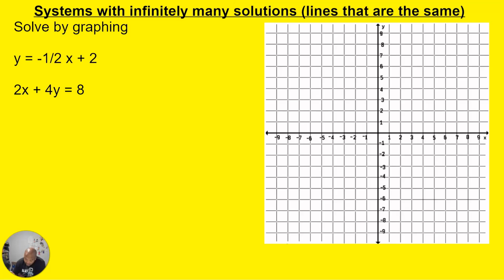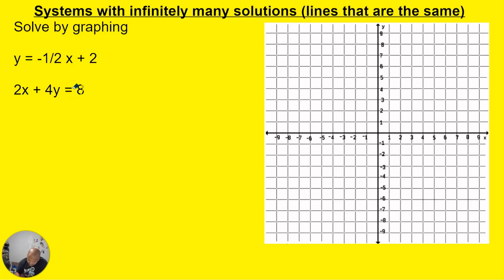Now the other instance you might see is something that we call infinitely many solutions. And this is basically lines that are exactly the same, all right? If they're lines that are exactly the same, we're basically plotting one line on top of the other line. It basically means they're going to be intersecting the whole way down. So that means that every point is going to be a solution. So there's going to be an infinite amount of solutions, all right?